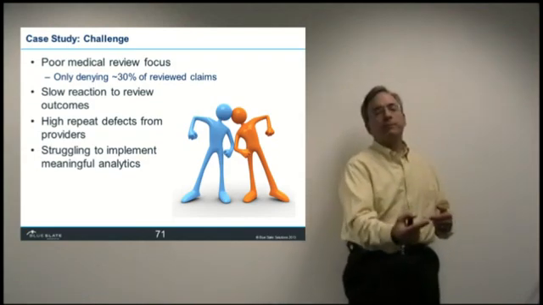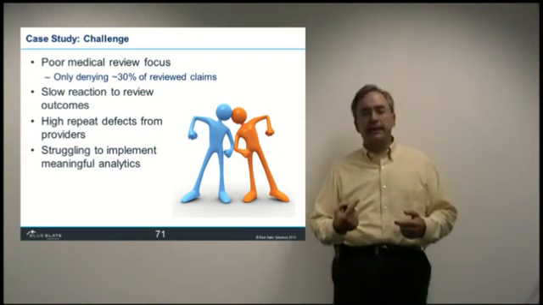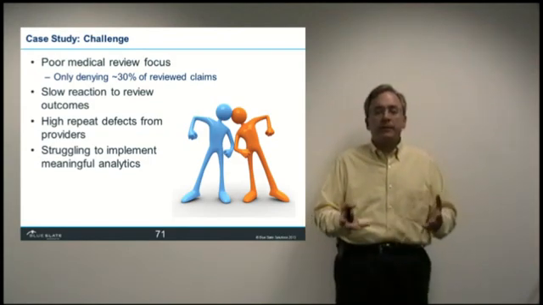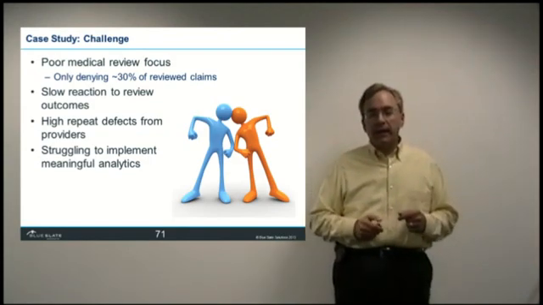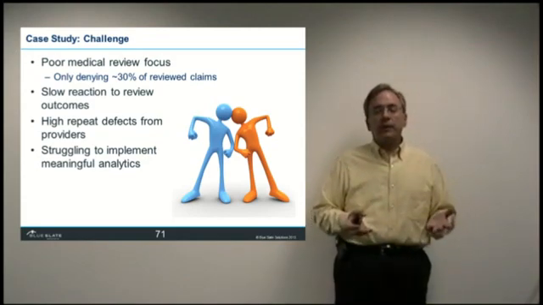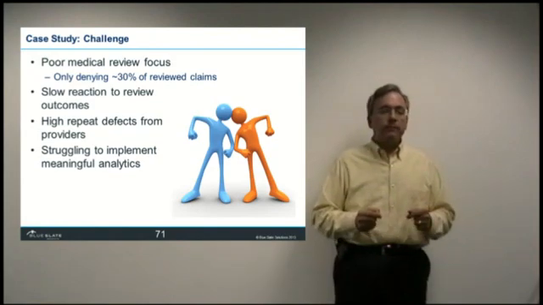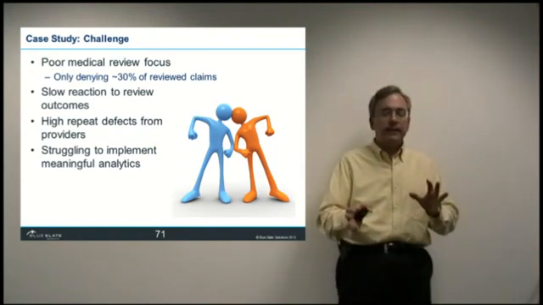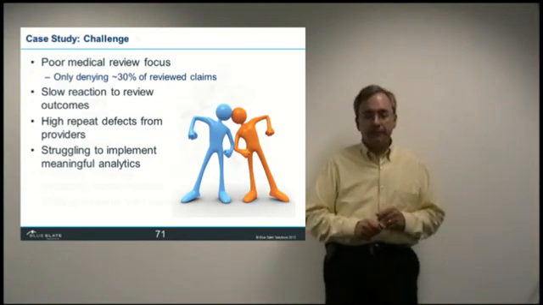But the provider would make this exact same mistake on the next claim they sent in. And so they were having a difficult time figuring out how to stop these repeated defects. And then finally, they were struggling with how to make use of analytics. They had a lot of data, and in some cases they didn't have data, and they were having a difficult time collecting the data they needed and relating the data, etc.